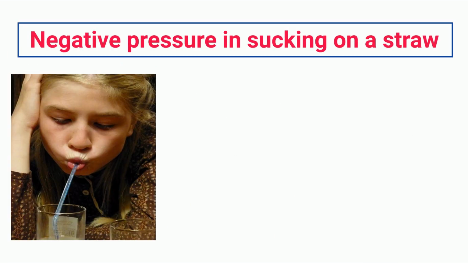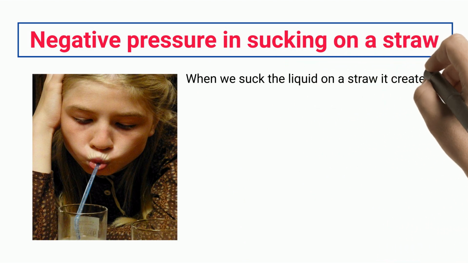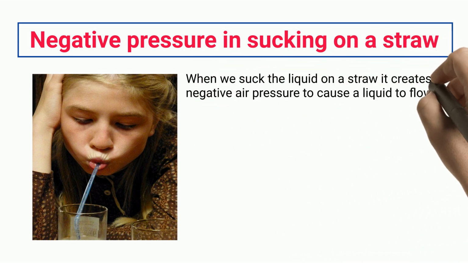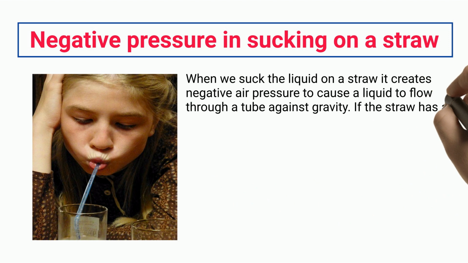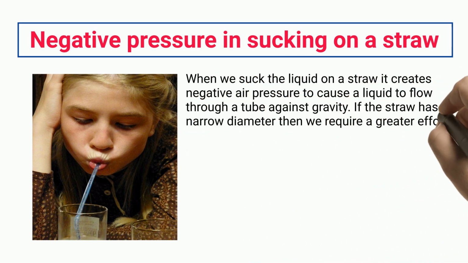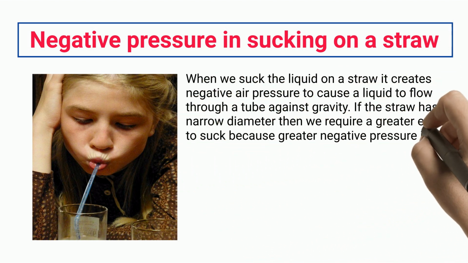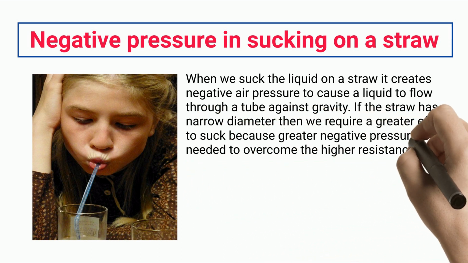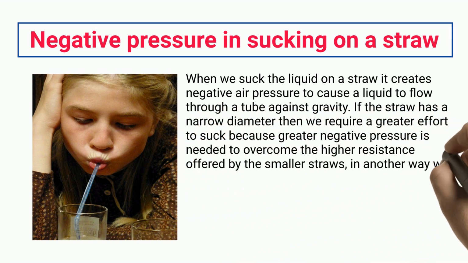Negative pressure in sucking on a straw. When we suck the liquid on a straw, it creates negative air pressure to cause a liquid to flow through a tube against gravity. If the straw has a narrow diameter, then we require a greater effort to suck because greater negative pressure is needed to overcome the higher resistance offered by the smaller straws.